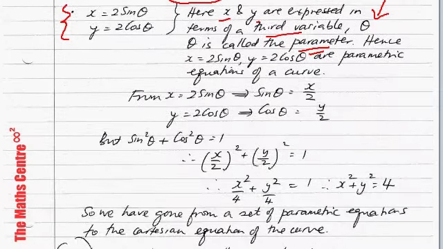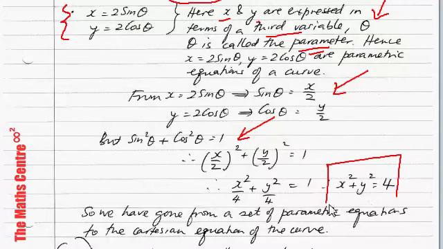If x equals 2 sine theta, then sine theta equals x over 2. Just bring the 2 to the left. And if y equals 2 cos theta, bring the 2 to the left, you will get y over 2 equals cos theta. Now we know from our identities in trigonometry, sine squared theta plus cos squared theta equals 1. So I have written (x over 2) squared plus (y over 2) squared equals 1. If you clean this up, you will get x squared over 4 plus y squared over 4 equals 1, and multiplying throughout by 4, you will get x squared plus y squared equals 4.